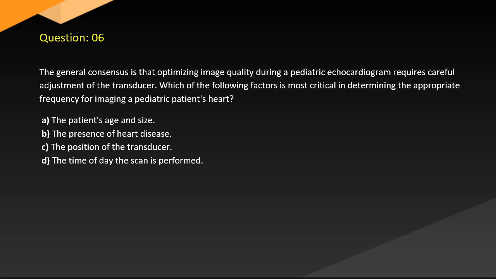Question 6. The general consensus is that optimizing image quality during a pediatric echocardiogram requires careful adjustment of the transducer. Which of the following factors is most critical in determining the appropriate frequency for imaging a pediatric patient's heart? A. The patient's age and size. B. The presence of heart disease. C. The position of the transducer. D. The time of day the scan is performed.